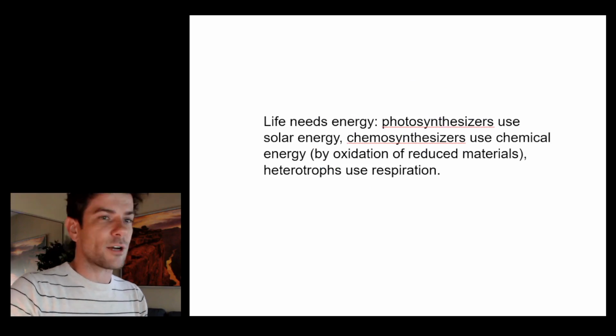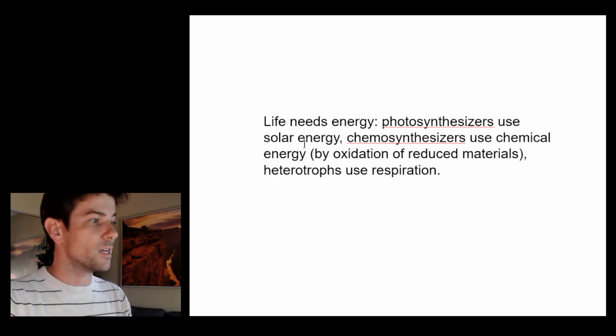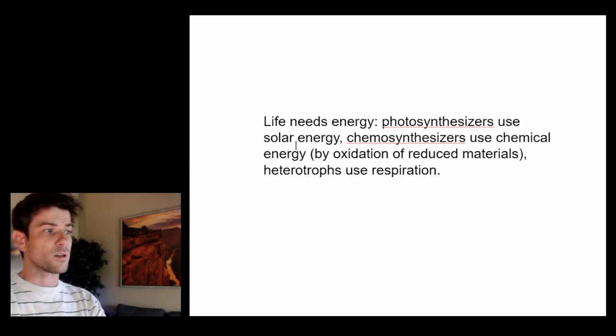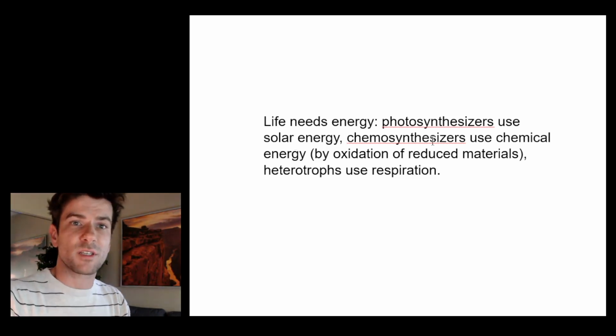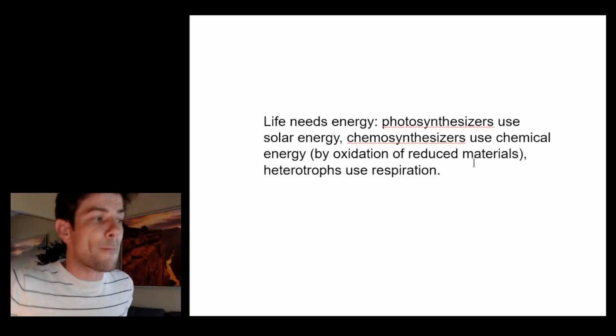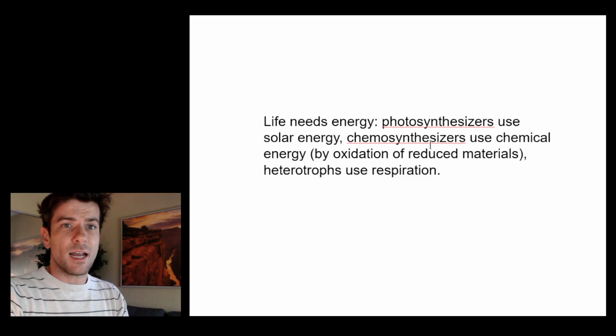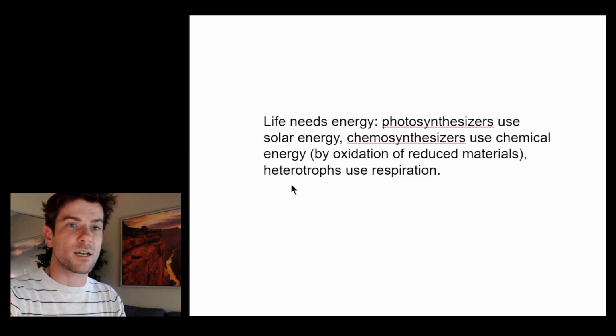And so in general, life, no matter what you're doing, needs energy. Photosynthesizers use solar energy in order to fix carbon dioxide into organic carbon. Chemosynthesis uses chemical energy, oxidation of reduced materials that are present in the environment to fix carbon. So those are two autotrophic metabolisms. And they both use energy from the environment, one chemical, one in the form of light, to fix carbon. Everything else, every other form of life, is heterotrophic, and it's using respiration of some kind or another, right?